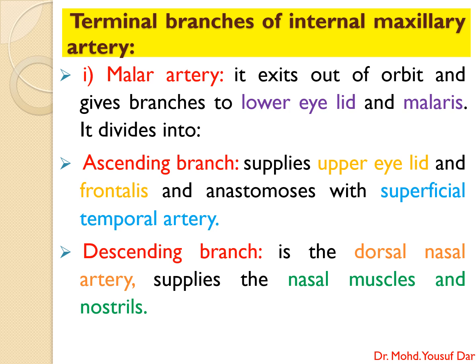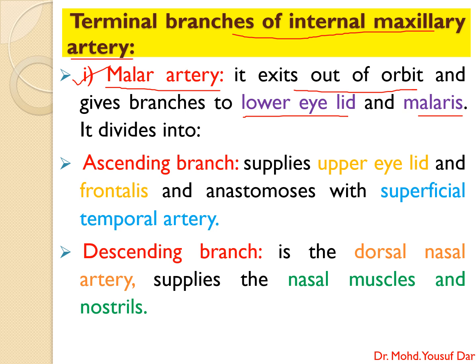Now coming finally to the terminal branches of the internal maxillary artery. Which terminal branch? First is the malar artery. What does the malar artery do? It exits out of the orbit and gives branches to the lower eyelid and malaris. So the malar artery supplies the lower eyelid and malaris.